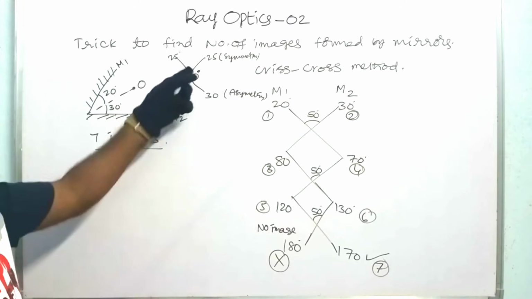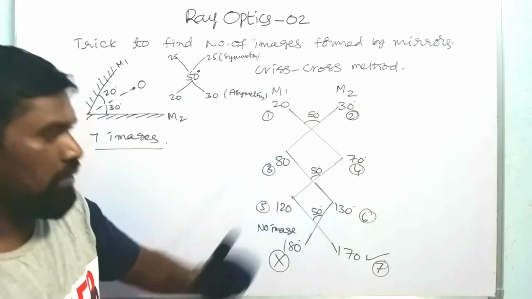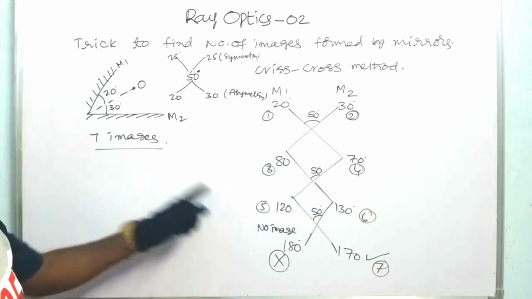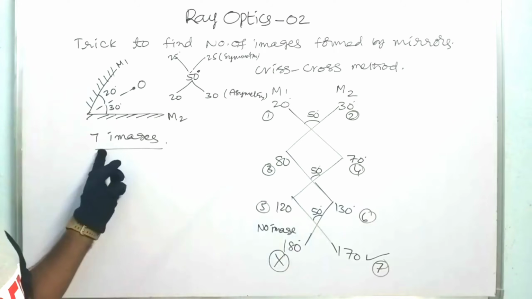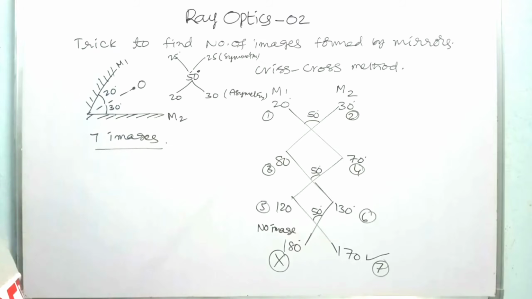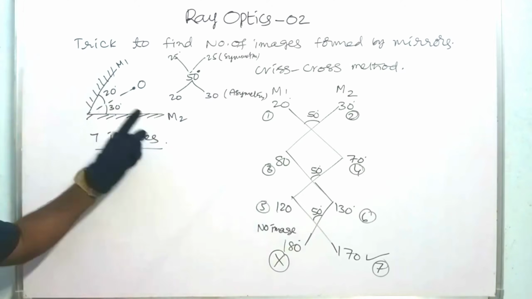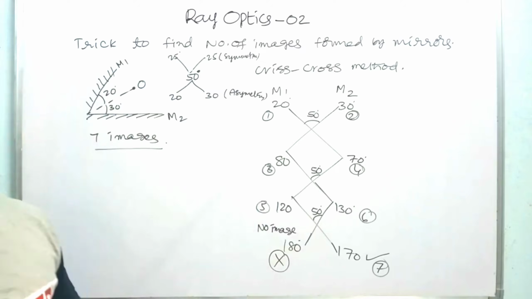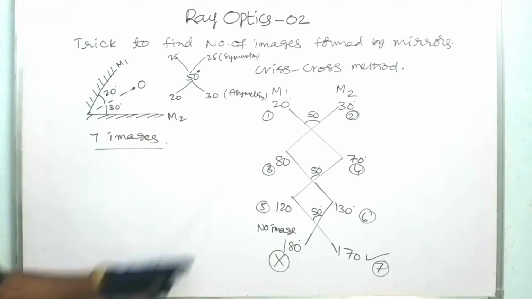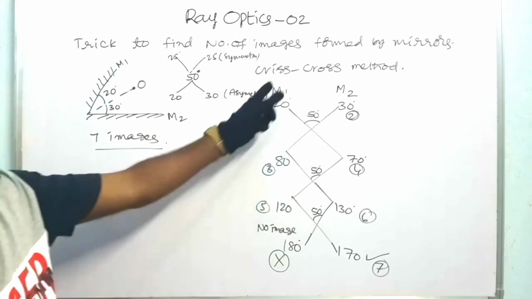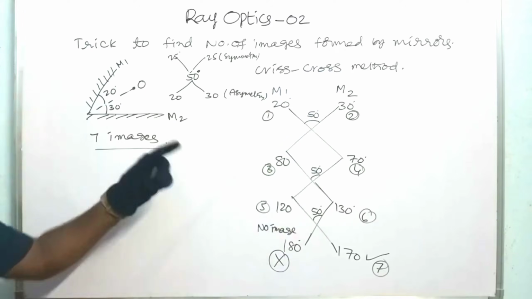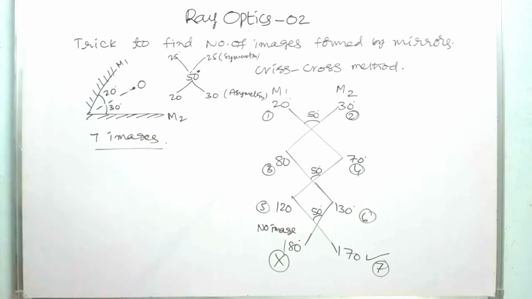Okay? Either symmetry or asymmetry, you have to use this method. Simply you can find the number of images formed by this combination of mirrors. Clearly understand? If you have to find the number of images formed by two mirrors separated by some angle, then you have to use this method, that is the crisscross method. Another method is also there, I will be explaining. Okay? Right.